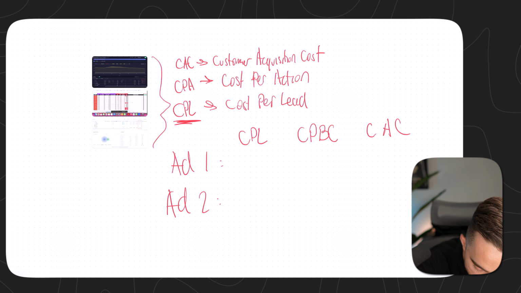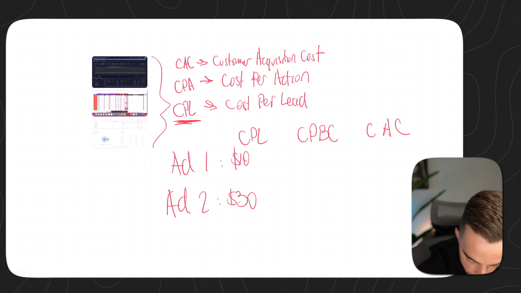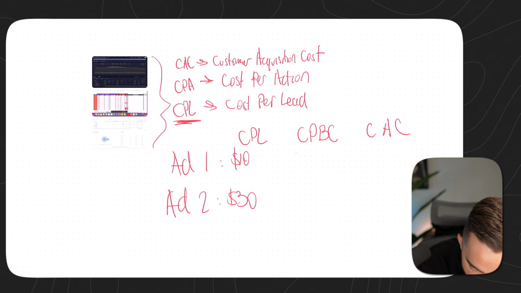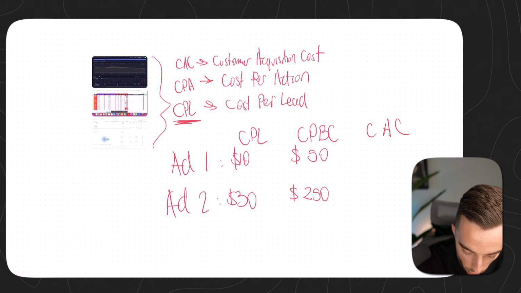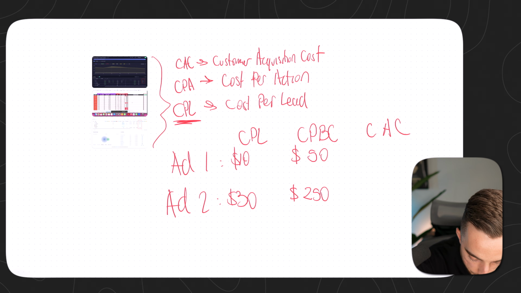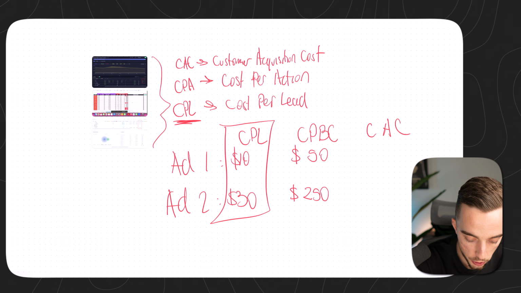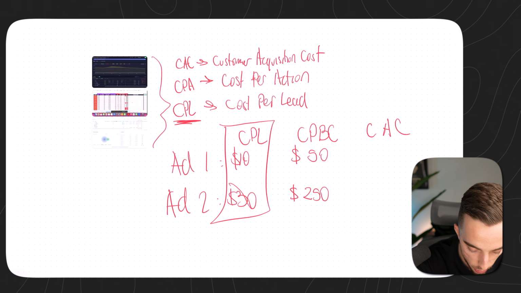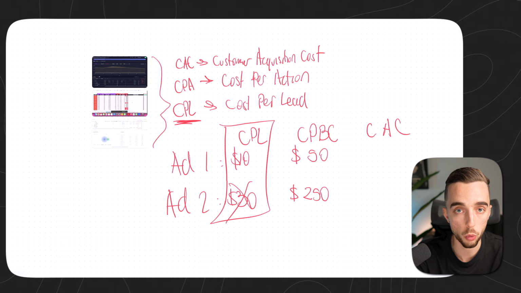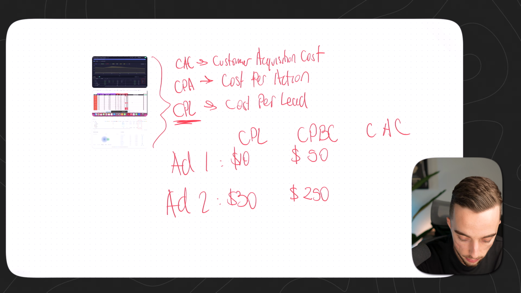So I might have ad 1 here, which has, as an example, a $10 cost per lead. And ad 2 has a $30 cost per lead. And ad 1 has, let's say, a $50 cost per booked call. And ad 2 has a $250 cost per booked call, right? If all I look at is this in my ads manager, well, for sure I would then turn off ad 2. I'm like, well, ad 2 is not a good ad. It's not working. It's not really converting.